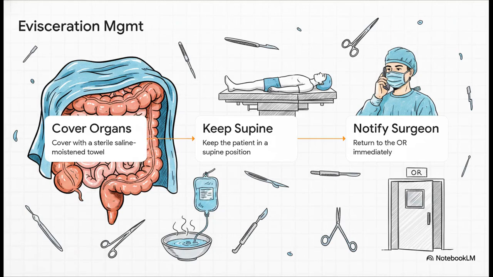Finally, let's look at wound complications. Evisceration is a huge surgical emergency where abdominal organs actually protrude right through the wound. The exam will give you a big list of potential actions. Step 1 is always to cover the organs with a sterile, saline-moistened towel. Then, keep the patient supine, notify the surgeon, and get back to the OR immediately. The ultimate trap here? The exam is going to try to tempt you with an option to gently push the organs back in. Never, ever choose that option.